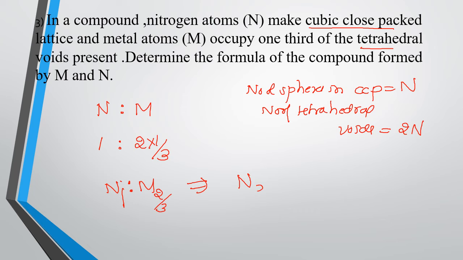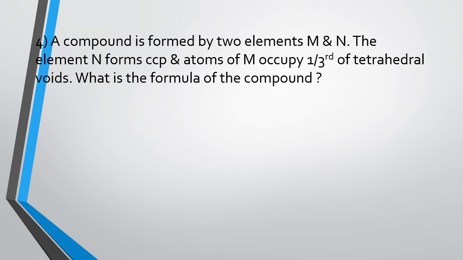The formula is N3M2, or you can write M2N3. This is the formula of the compound. Let us consider one more question. A compound is formed by two elements M and N. The element N forms CCP and atoms of M occupy 1/3 of tetrahedral voids. What is the formula?